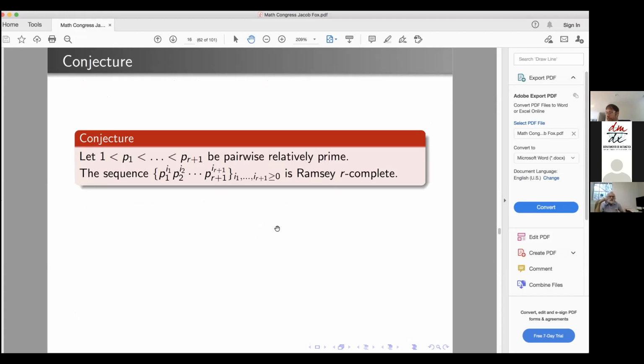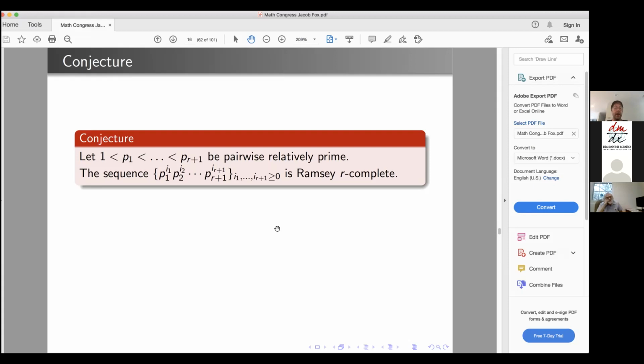Around these sort of completeness questions, one can ask if the following generalization of Birch's theorem holds. Birch's theorem is the case that R equals one. If you have R plus one pairwise relatively prime integers that are greater than one, is it true that the sequence of products of powers of these R plus one integers is Ramsey R complete? And you can show that it's not Ramsey R plus one complete. And there's a fairly interesting looking coloring that works to show this.